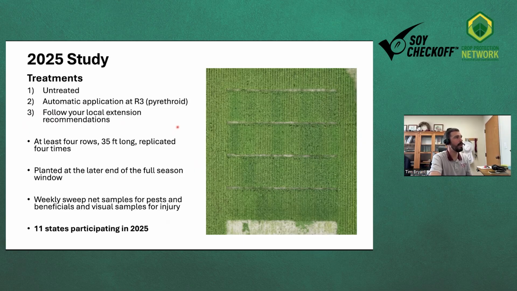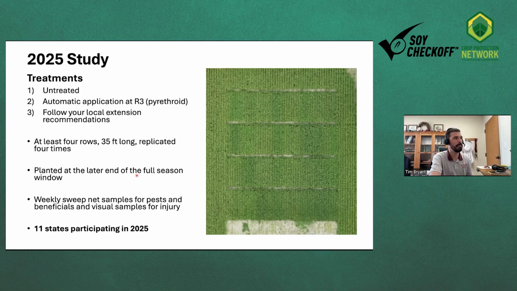So these are in small replicated plots. They're at least 4 rows, 35 feet in length, replicated 4 times at each site. And we tried to plant this at kind of the later end of the full season soybean window. So this kind of encourages insect pressure a little bit more so that we have good pressure to test our hypothesis here, but it's still kind of within the agronomic window for each one of these study sites.